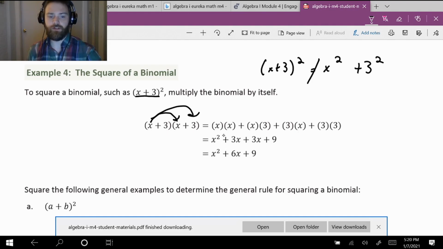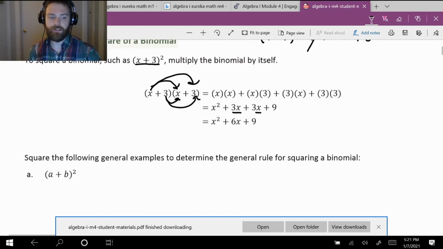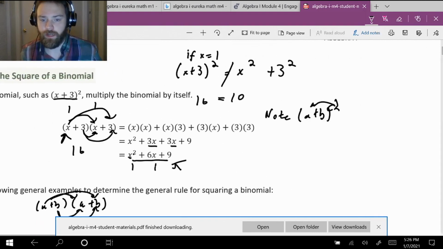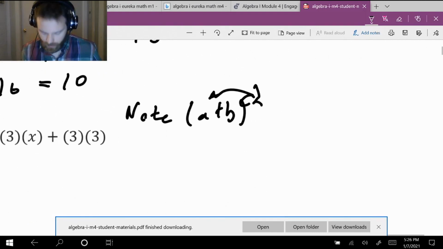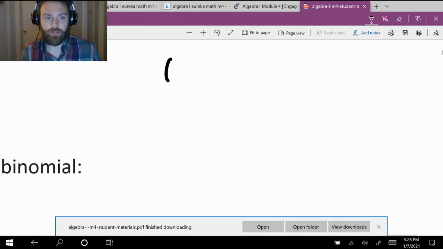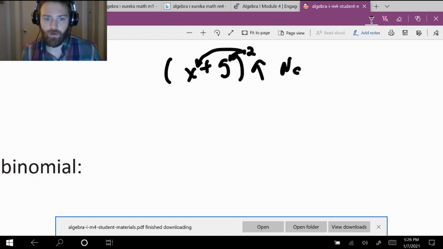So x times x is x squared, x times 3 is 3x, 3 times x is 3x, and then 3 times 3 is 9. And then x squared plus 3x plus 3x plus 9, that's just some bookkeeping from this step. And then you combine like terms, so 3x plus 3x is 6x. Okay, so moral of the story is you cannot distribute a 2. Whenever you see something like x plus 5 squared, resist the temptation of taking the 2 and placing it on top of each of these terms. This is not how it works.